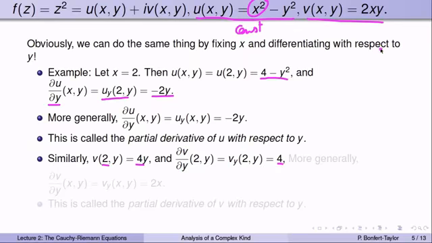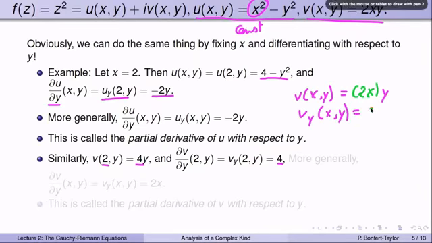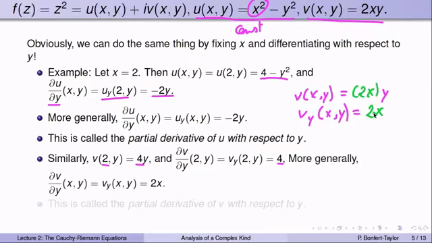More generally, if I look at this function 2 times x times y, and x is fixed and y varies, then the function v of x and y could be written as 2x, these are my two constants, times y. So if I want to find the y derivative of this function, it's a constant times y. The derivative of a constant times y is simply the constant, 2x. So more generally, the partial derivative of v with respect to y is 2 times x.